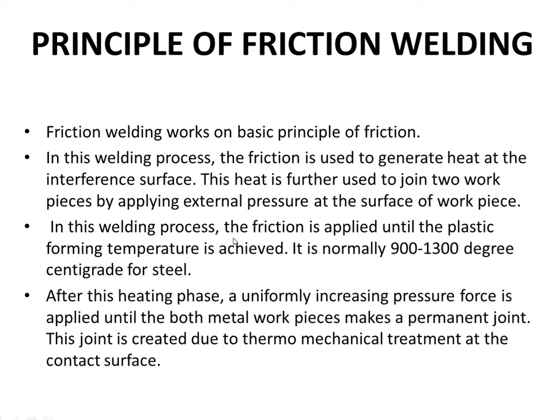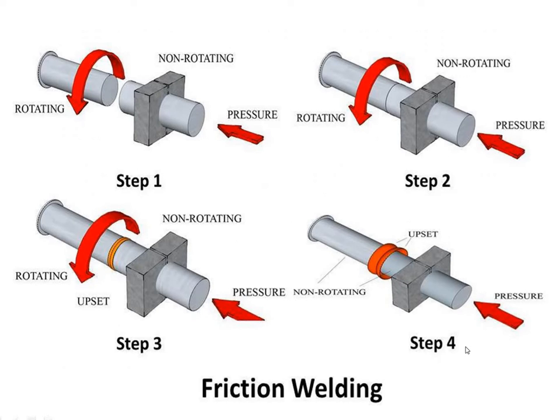In this welding process, the friction is applied until the plastic formation temperature is achieved. It is normally 900 to 1300 degrees centigrade for steel. After this heating phase, a uniformly increasing pressure force is applied until both metal workpieces make a permanent joint. This joint is created due to thermomechanical treatment at the contact surface.